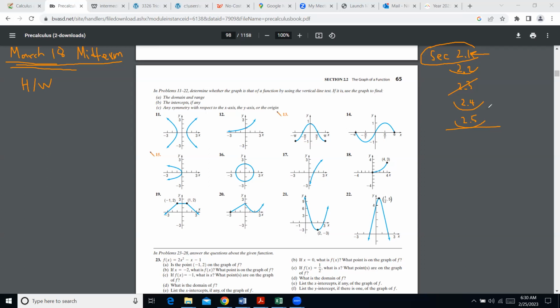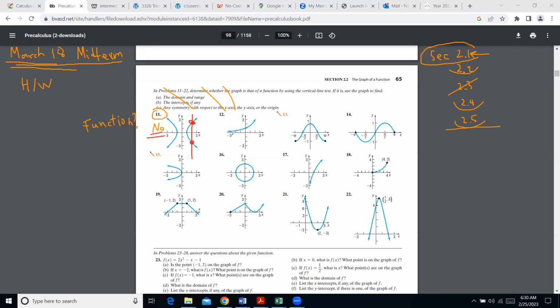Let me do a couple of problems first here. What I want to do is not answer that question. I want to just see which one of them is a function or not. So for example, the graph of exercise 11 is going to be not a function. And what determines that is the vertical line test. As long as you can find one vertical line that crosses your graph at two points or more, you don't have a function.